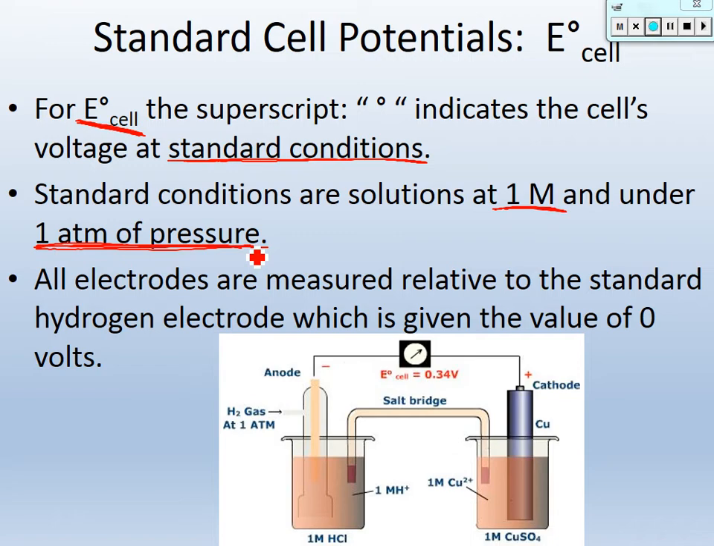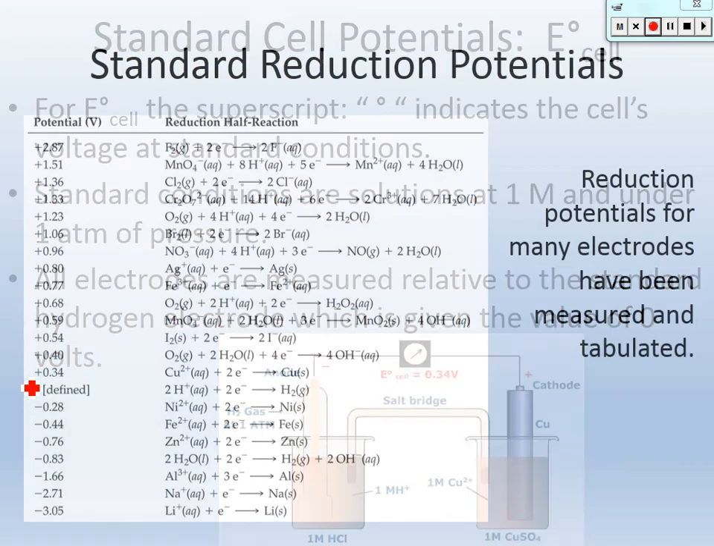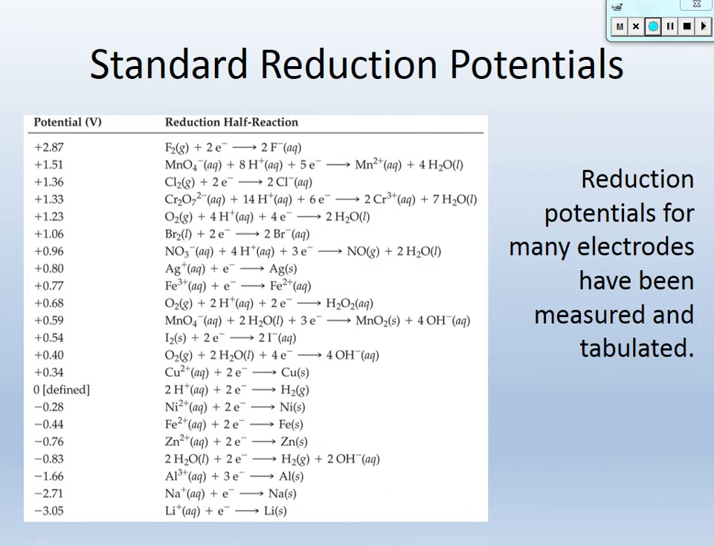And here's the deal: all electrodes are measured relative to the standard hydrogen electrode, which is given a value of 0 volts. This is a picture of them measuring the standard hydrogen electrode. They use hydrogen gas, and we just designate that value as 0 volts, and then we measure everything else. All other electrodes will be measured relative to the hydrogen electrode. This might be the most important slide of this video.